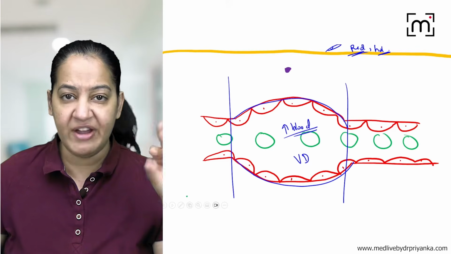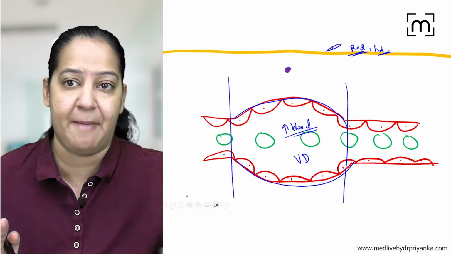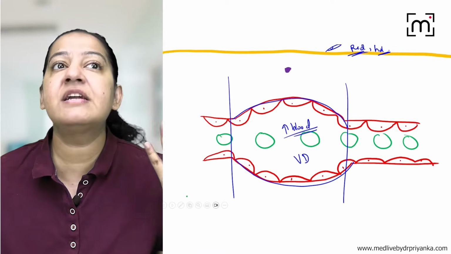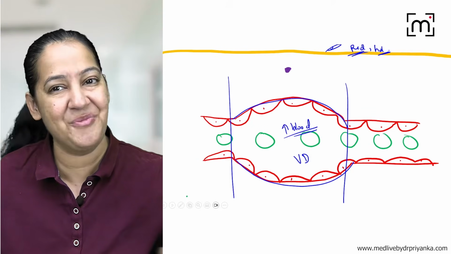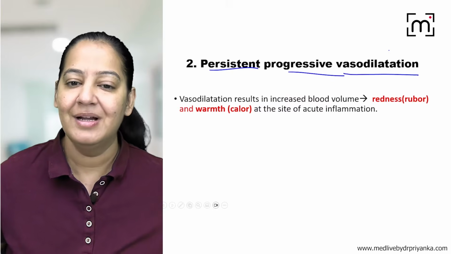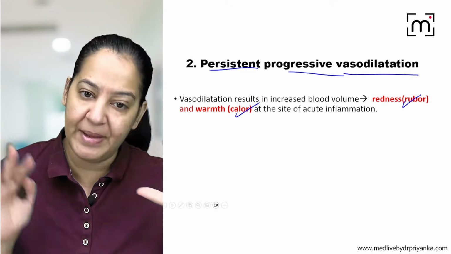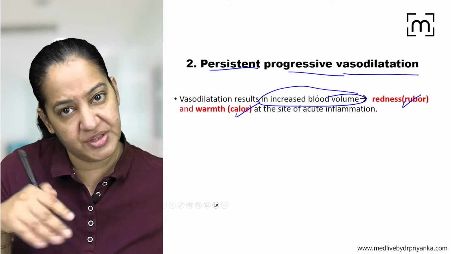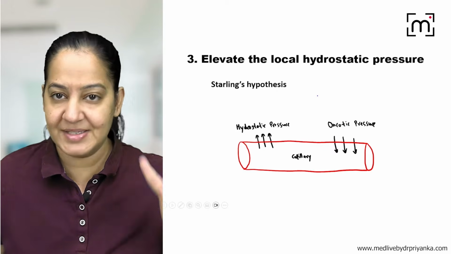I told you there are 5 cardinal signs. Out of the 5 cardinal signs, 2 of them we can explain with this step. Which step? That is vasodilatation. The persistent vasodilatation, step number 2, explains 2 of the cardinal signs, the Rubor and the Calor. Because of the persistent vasodilatation, there is more blood. More blood leads to Rubor, more blood leads to Calor. So that is step number 2.